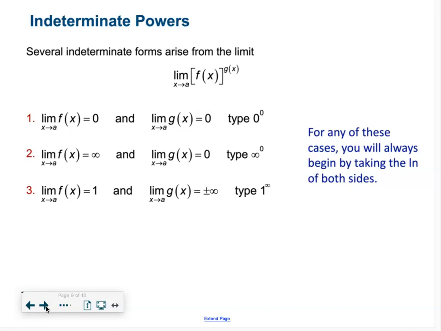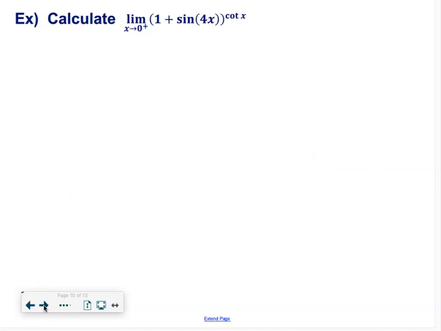All right. Okay, oh my goodness, doesn't this one look like fun? Oh my gosh. Okay. So, let's do the limit as x approaches 0 from the right of (1 plus the sine of 4x) all raised to the cotangent of x. Let's figure out what type this is. Okay, what is the sine of 0?